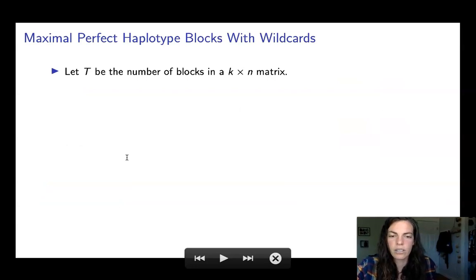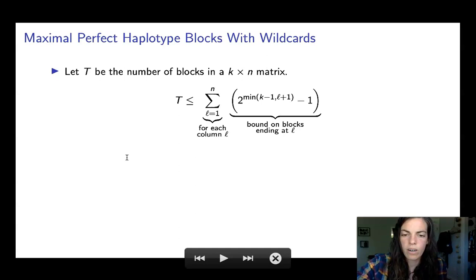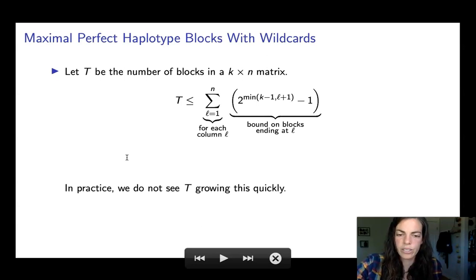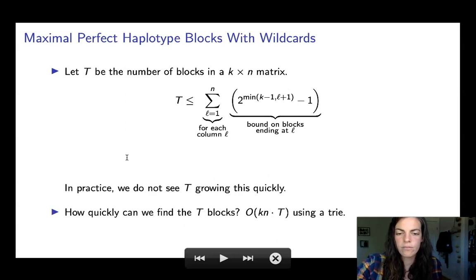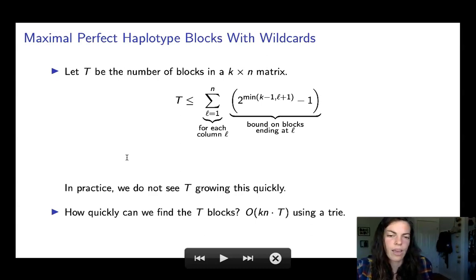Without wildcards, there could only be big O of kn blocks. What about when we add wildcards? We use the symbol t to mean the number of blocks in a given input. We can give one bound on t by counting up, for every column, 1 through n, the possible number of blocks that could end at this column. The proof of this bound comes out of the data structure we'll discuss next. We do note that this bound does not appear tight. Our algorithm, which uses a trie data structure, is output sensitive in the number of blocks that do exist, taking big O of kn time.